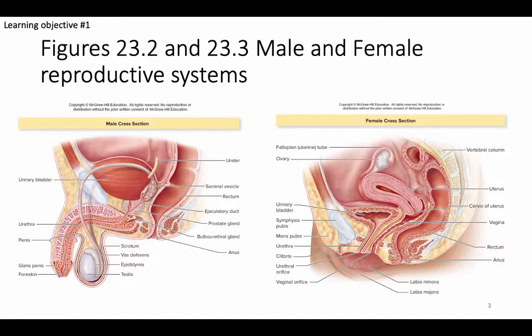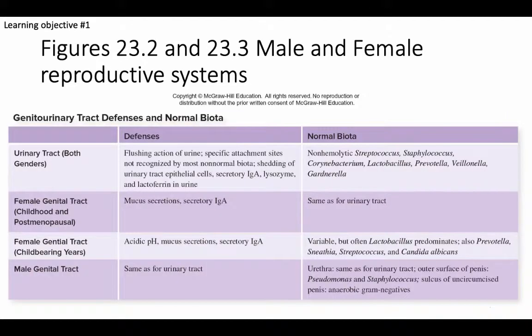On the right, we have the female reproductive system. So we're going to mostly focus on the vagina, the cervix, and the ovaries. This is basically a long tube where the vagina is the most external, and then going up from there we have the cervix, the uterus, and then the ovaries and fallopian tube. So these are the tissues that will become infected with the two microbes we're discussing in this chapter.